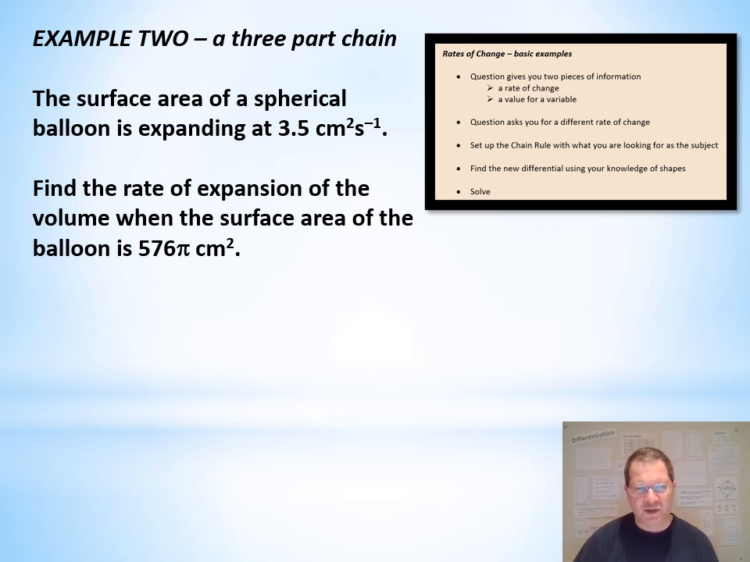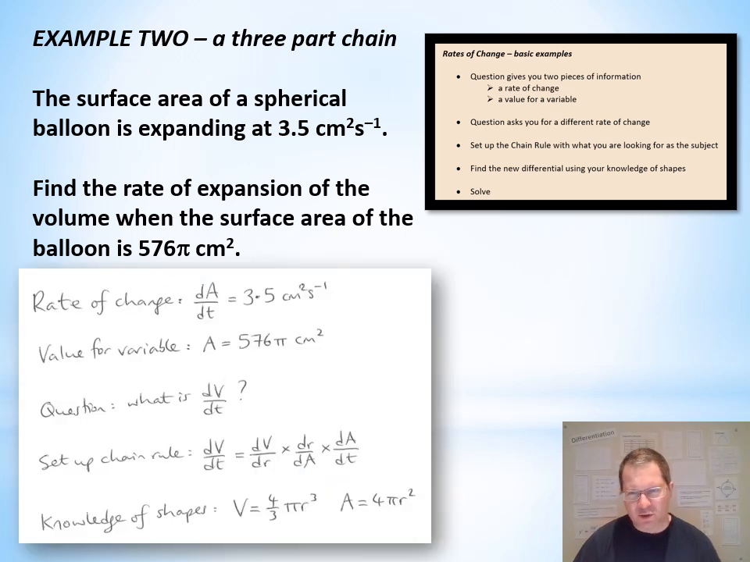And let's do the same thing again, but this time with a three-part chain. We're told that the surface area of a spherical balloon is expanding at 3.5 centimeters squared per second. So we're talking about spheres, so we need to know things like the volume of a sphere and the surface area of a sphere. And then we've been asked to find the rate of expansion of the volume when the surface area of the balloon is 576 pi centimeters squared.